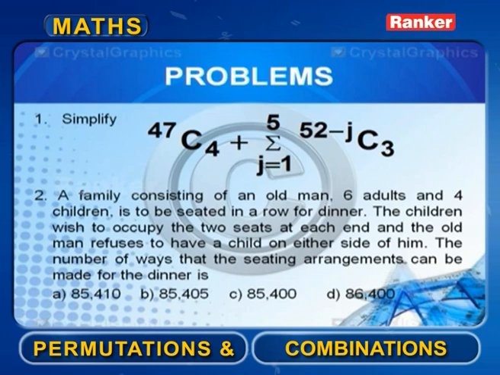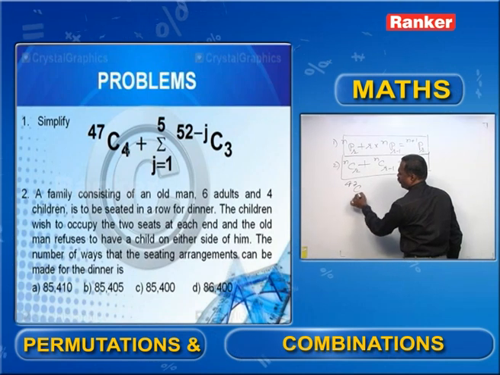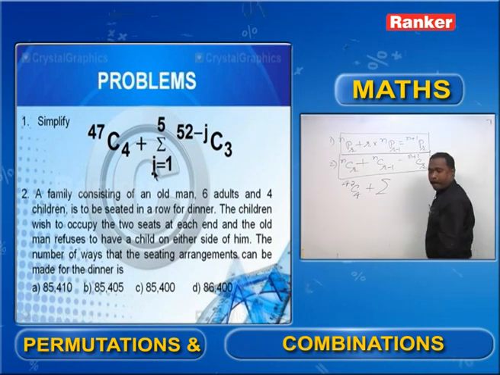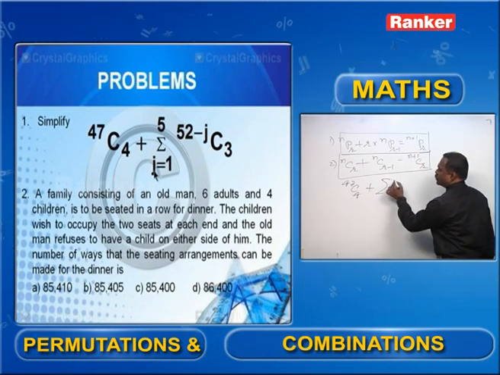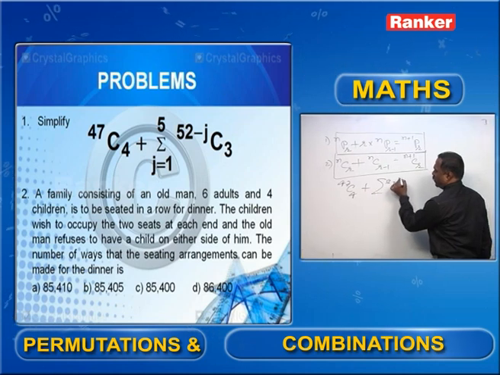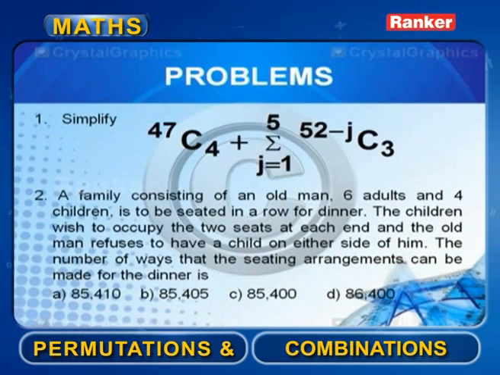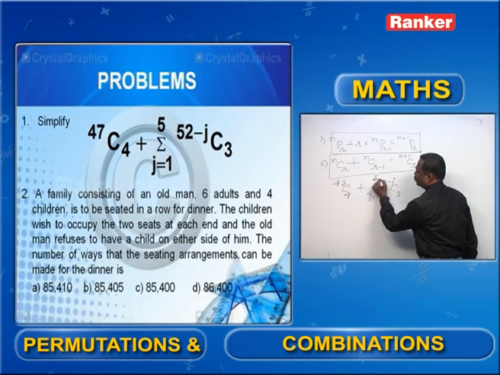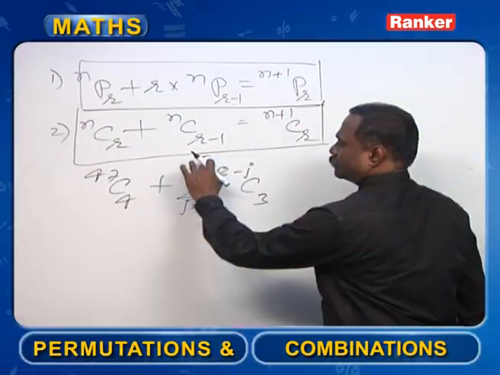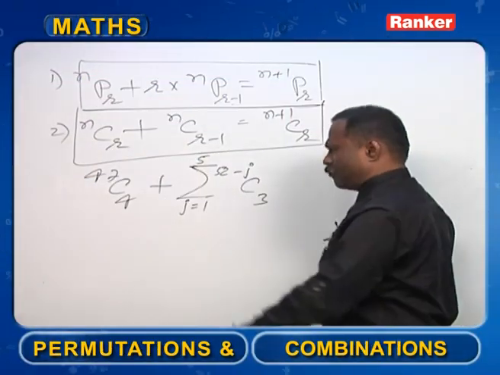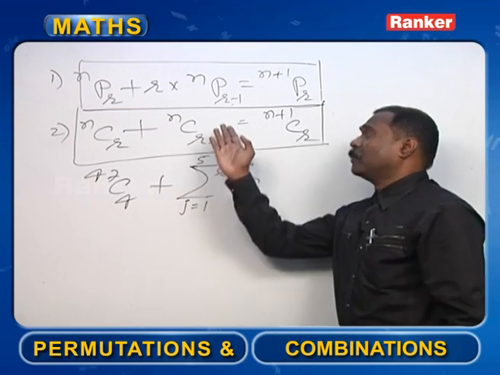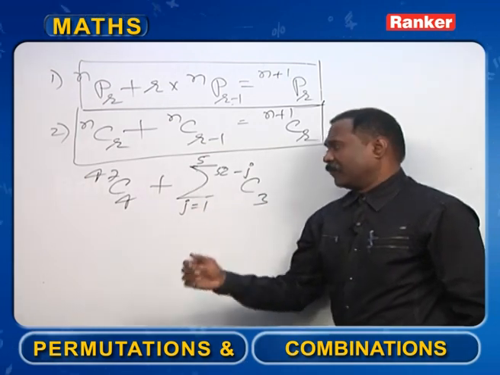You can see the problem placed on the screen now. Simplify: 47C4 plus sigma of (52 minus j) C3, j runs from 1 to 5. It's a previous question. That is why I'm discussing this, so you can understand the application straight away.